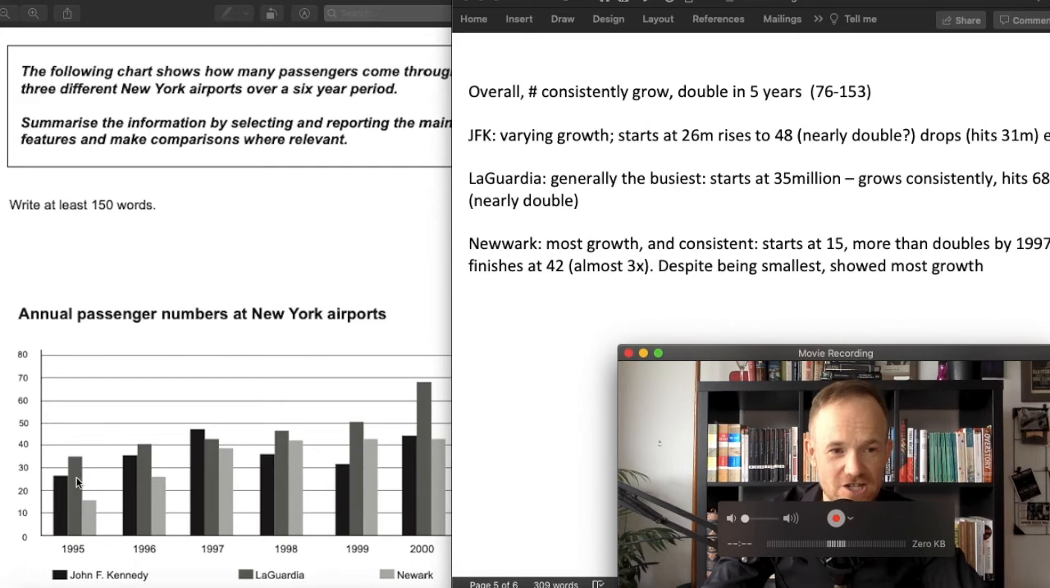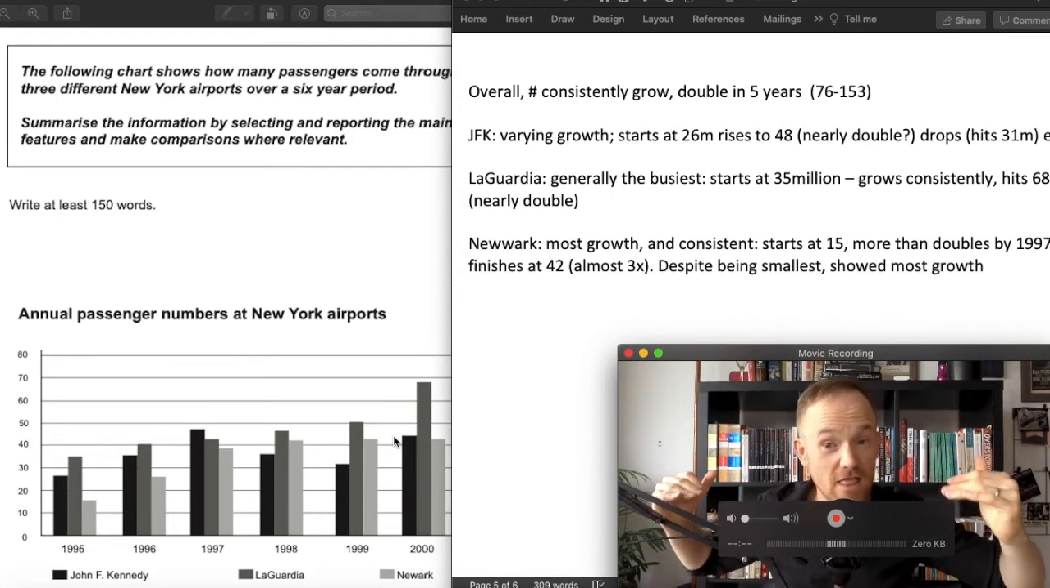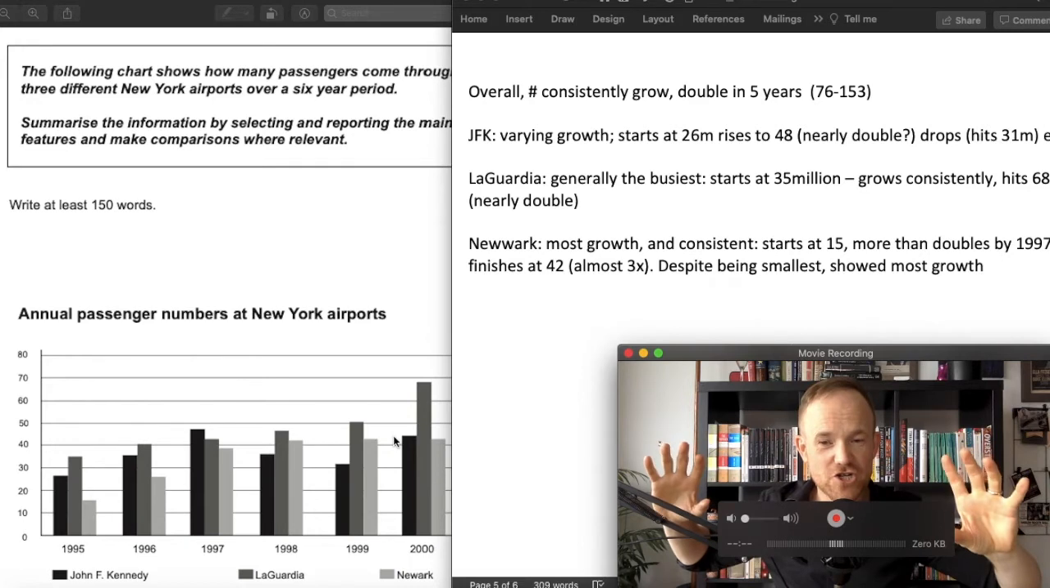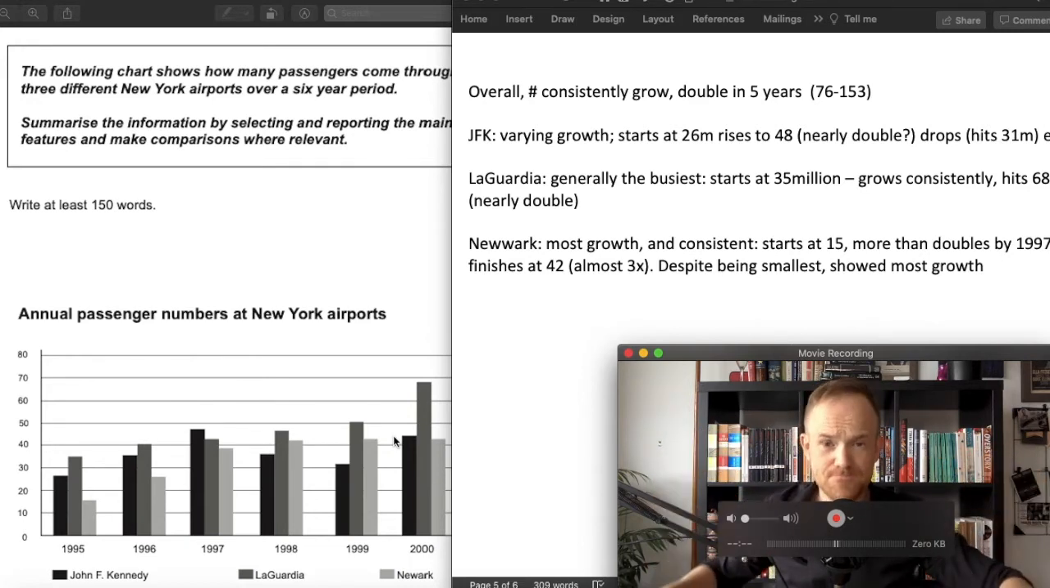How has it changed over the 2 years? Usually, there's a big change. Maybe it changes and then it comes back to the same level. That's fine. But you want to make sure you've seen what's the beginning number and what's the end number. Then we look individually at the airports.